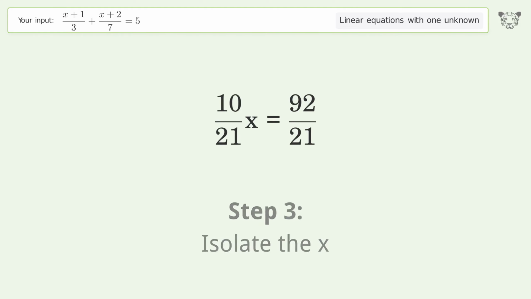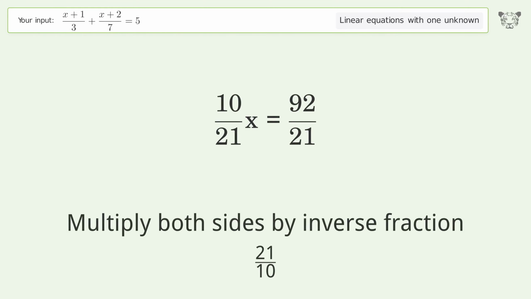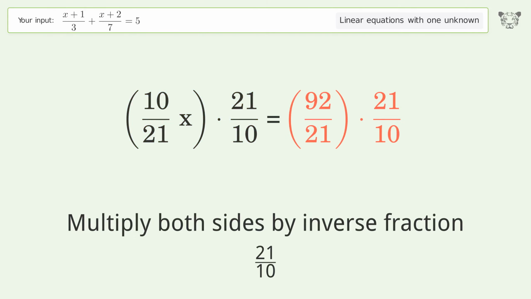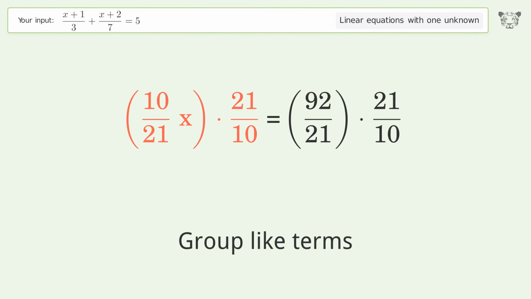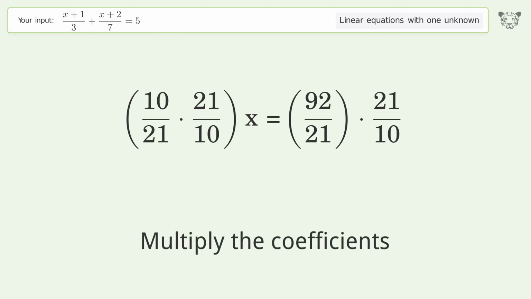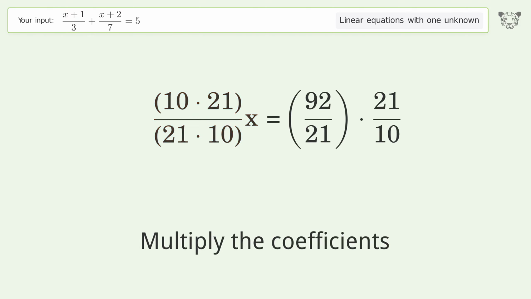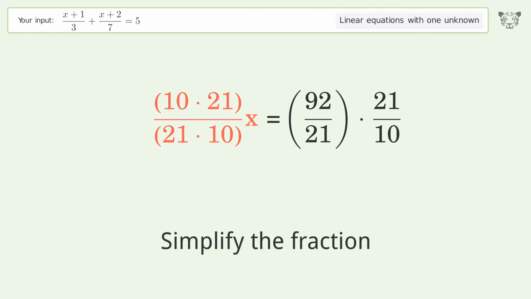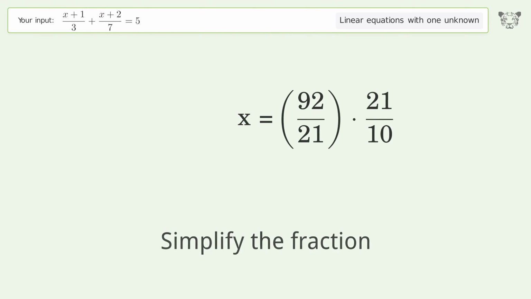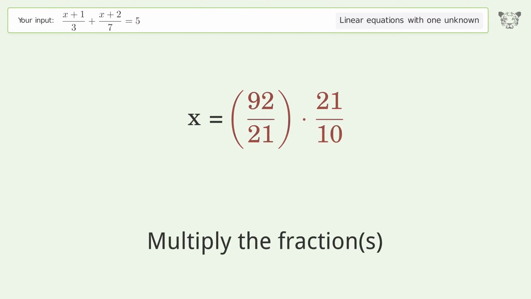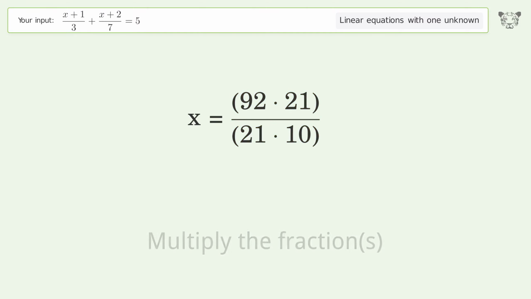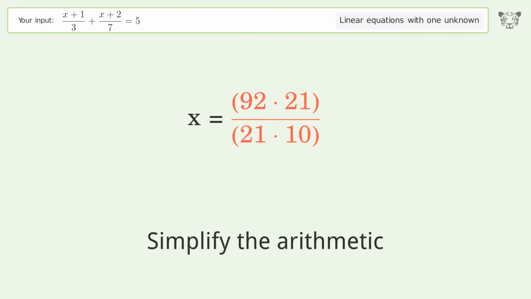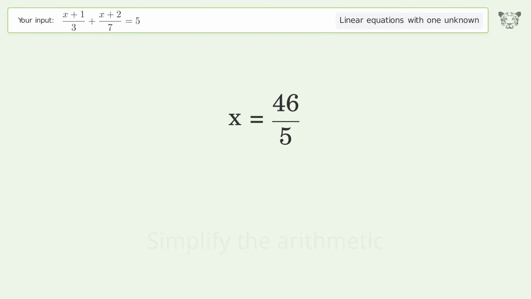Isolate the x. Multiply both sides by inverse fraction 21 over 10. Group like terms. Multiply the coefficients. Simplify the fraction. Multiply the fractions. Simplify the arithmetic. And so the final result is x equals 46 over 5.